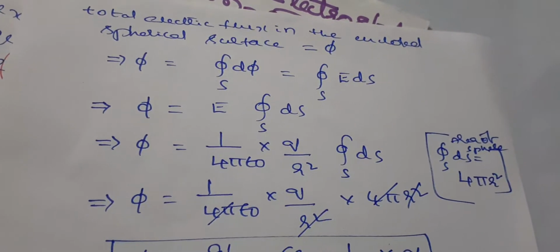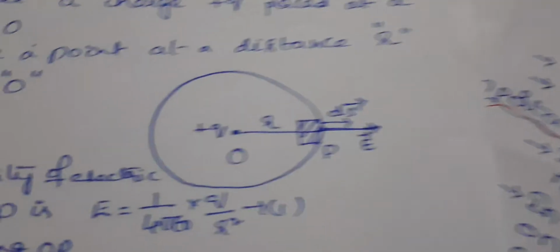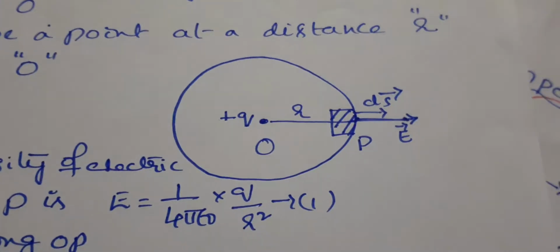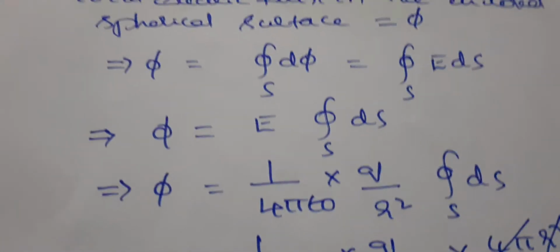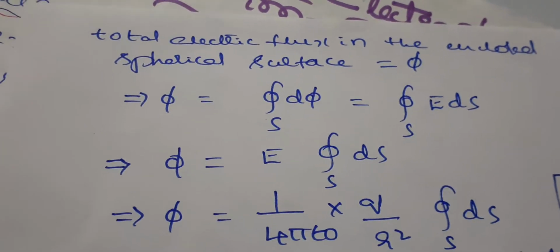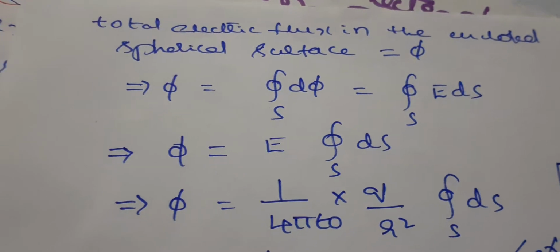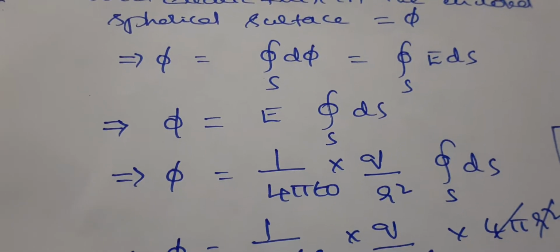Now total electric flux in the enclosed spherical surface is phi. So in the entire closed spherical surface, electric flux is capital phi. So capital phi is equal to phi. So phi equal to surface integral of d phi.